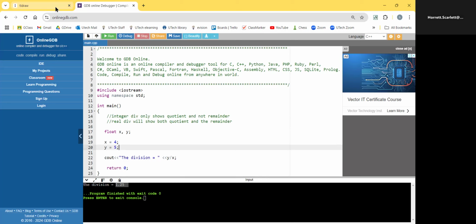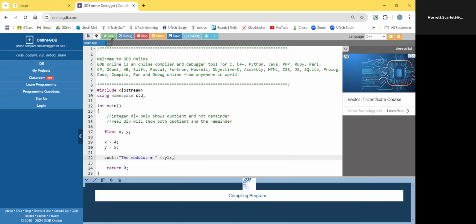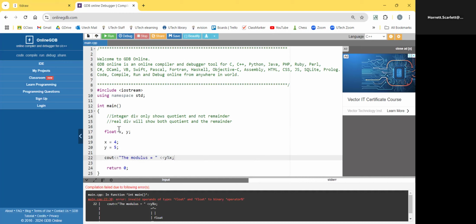Okay, so let's now move on to the modulus. So we have 5. We're dividing that by 4. And this time we're using the modulus operator. And let's change the message. And modulus only operates on integers. So let me change that back to integer. So that's the error message that we are getting here.